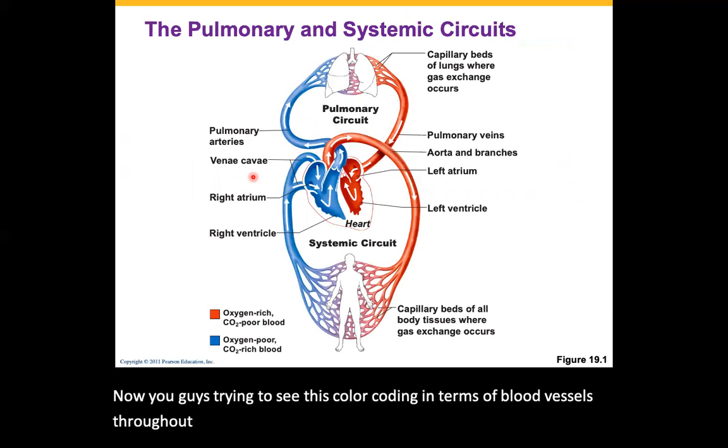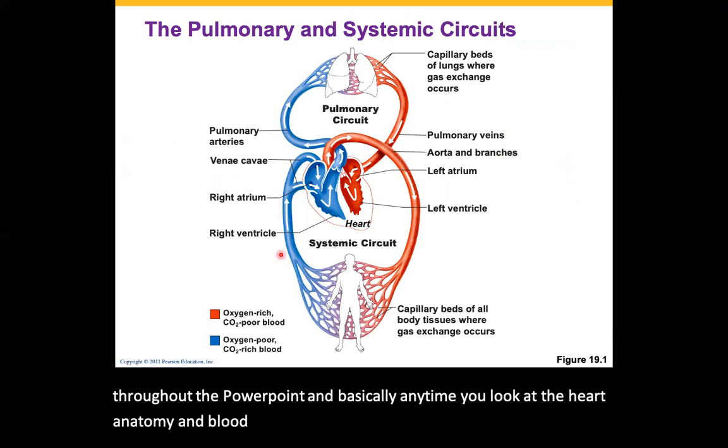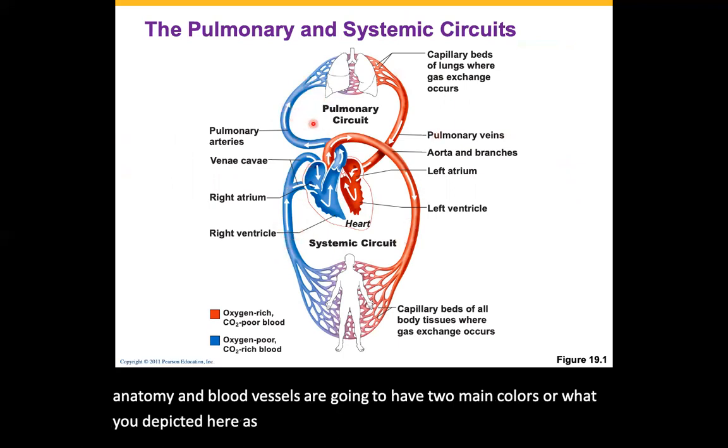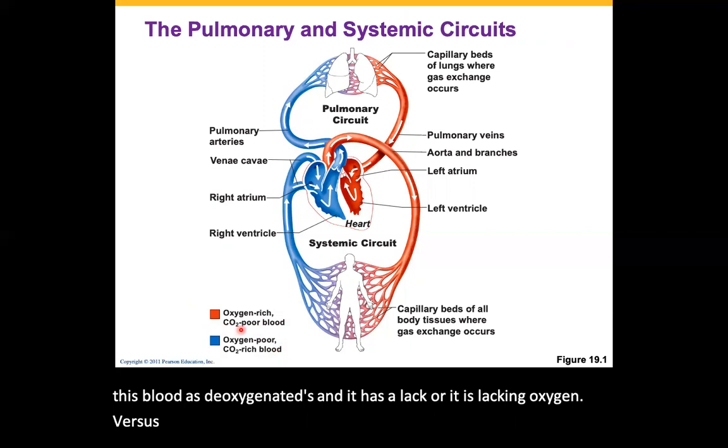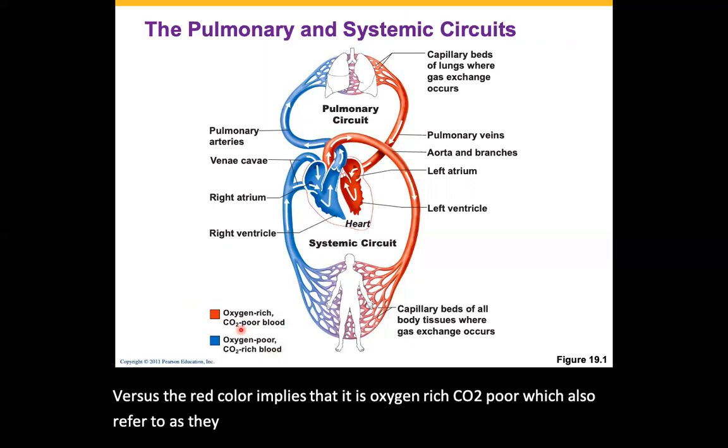Now, you guys are going to see this color coding in terms of blood vessels throughout the PowerPoint, basically anytime you look at the heart anatomy and blood vessels. You're going to have two main colors, depicted here as blue versus red. Blue implies this is oxygen poor blood, or CO2 rich blood. Another way we can refer to this blood is as deoxygenated, as in it is lacking oxygen. Versus the red color implies that it is oxygen rich, CO2 poor, which is also referred to as oxygenated blood.